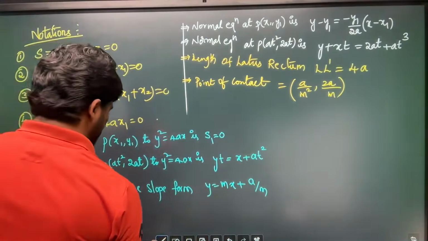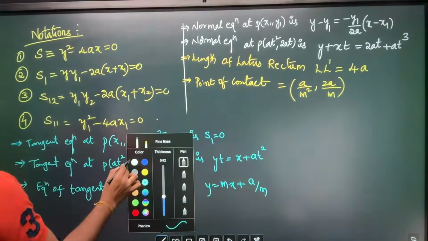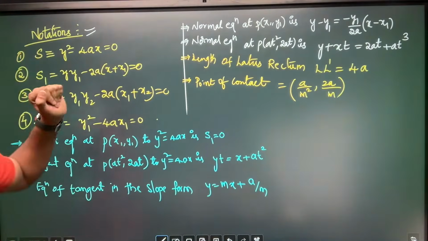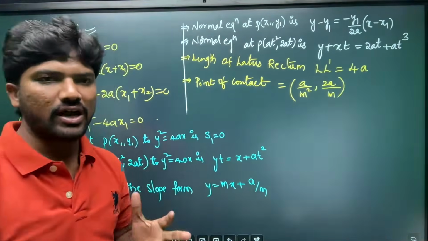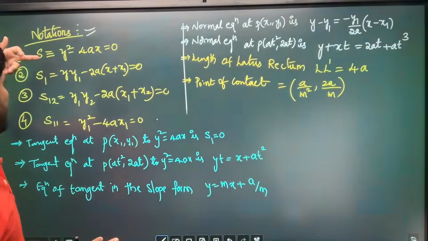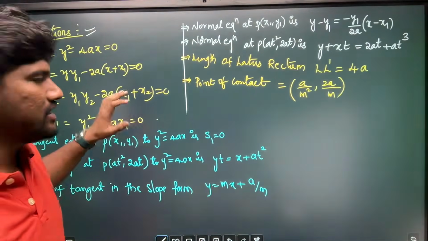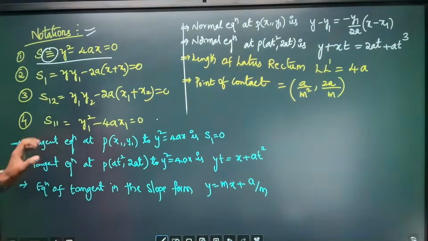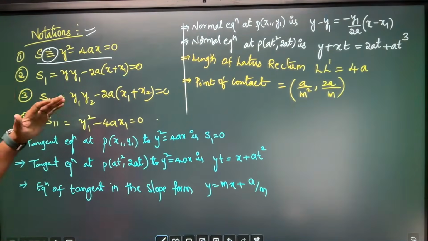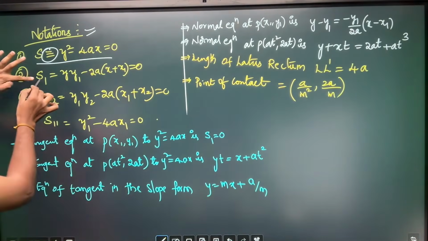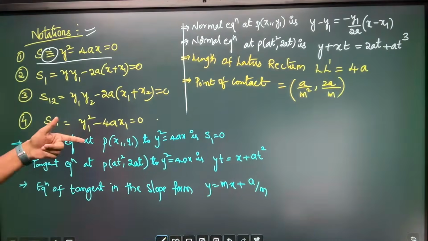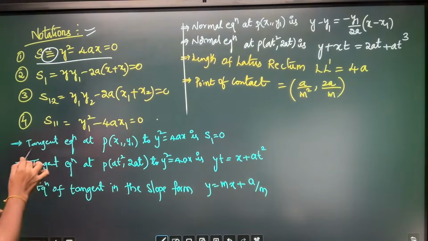First of all, in today's class we are going to discuss notations. For every parabola equation, you know very well, capital S indicates the standard form of a parabola. Not only parabola, you have seen this notation in circles also. The equation of the circle we denote as S equal to 0, standard form. And S1, S of x1, y1, these are the equations we use for the tangent equation.